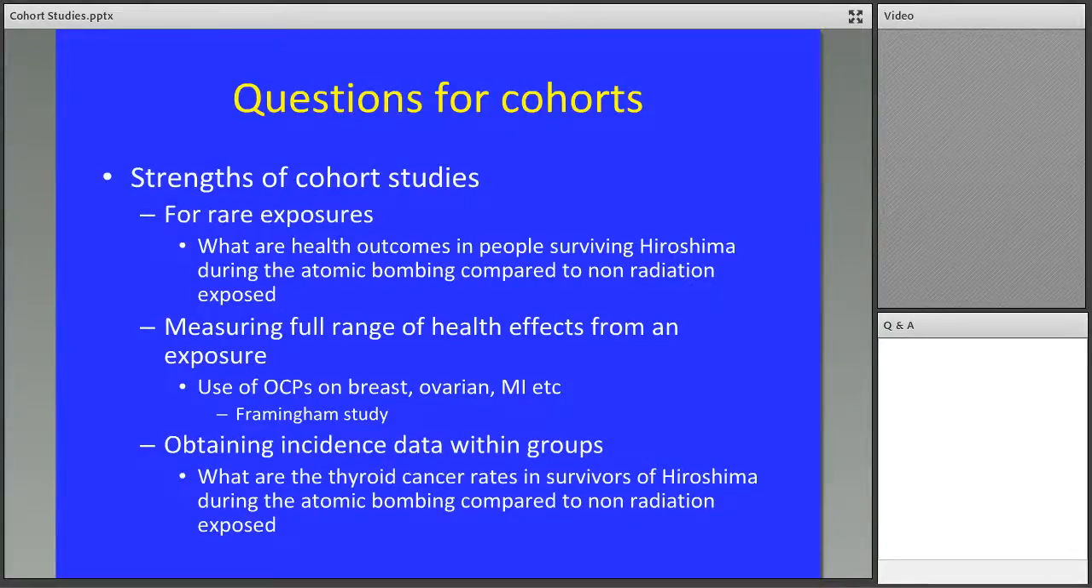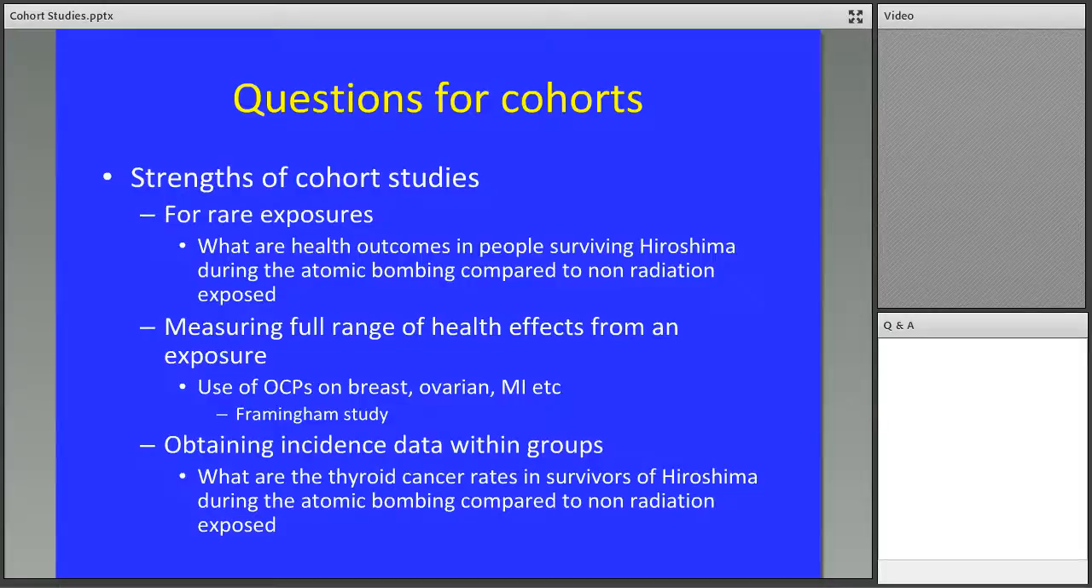So, good questions for cohorts. As we've said, they're good for rare exposures, and these are some examples. What are health outcomes in people surviving Hiroshima during the atomic bombing compared to non-radiation-exposed people? Then you can measure the full range of health effects from the exposure. An example of that: of people who took OCPs in the Framingham study, you can look at breast and ovarian cancer, you can look at MIs, you can look at a variety of outcomes when you have a known exposure.